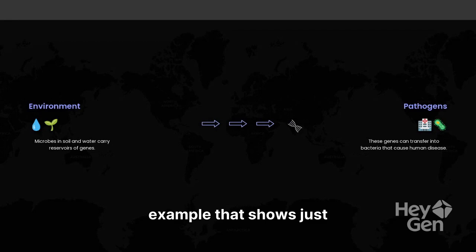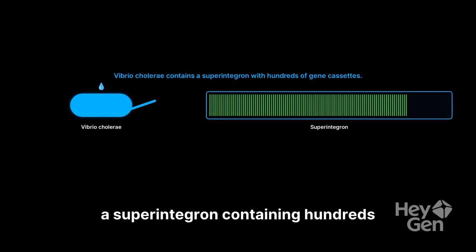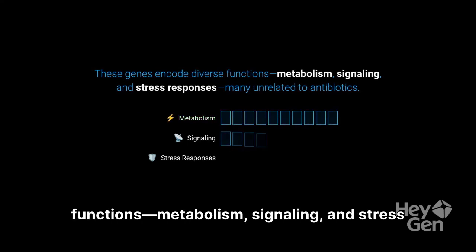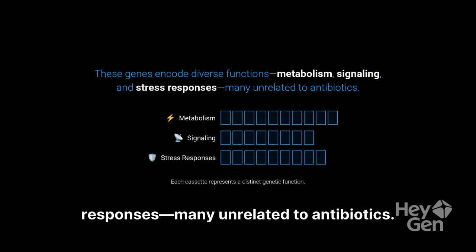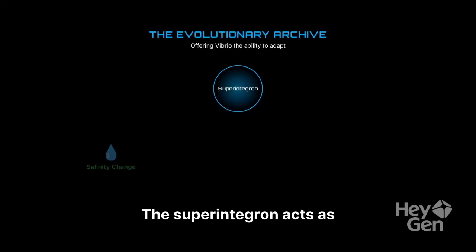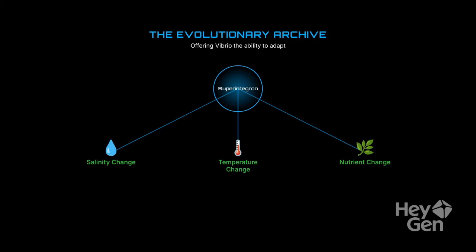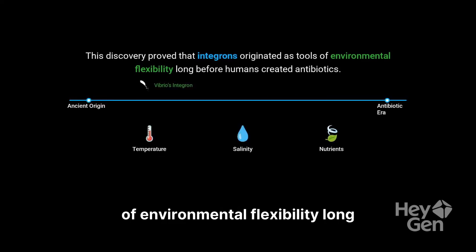Let's see a real example that shows just how powerful these systems can be. In the aquatic bacterium Vibrio cholerae, scientists discovered a superintegron containing hundreds of gene cassettes. These genes encode diverse functions: metabolism, signaling, and stress responses, many unrelated to antibiotics. The superintegron acts as an evolutionary archive, offering Vibrio the ability to adapt to salinity, temperature, and nutrient change. This discovery proved that integrons originated as tools of environmental flexibility long before humans created antibiotics.